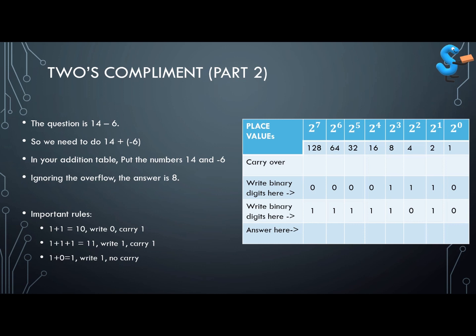1 plus 1 is 10, so you write the 0 and carry 1. Adding 3 ones will give you 11, so you write 1 and carry 1. 1 plus 0 is 1, so you write 1 and there is no carry. So let's add the numbers. Apply all your rules. You will eventually get an overflow in this question, so you need to ignore it. And so your answer is 8. It's quite simple once you get the hang of it, but that's how you do subtraction.